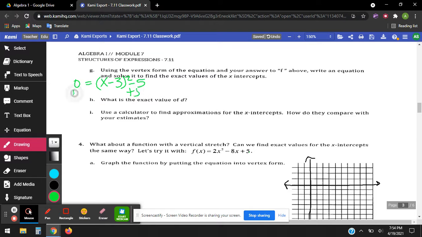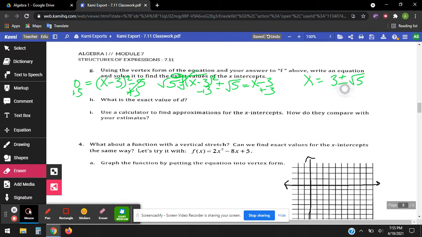So I'm going to add 5 to both sides. So 5 equals x minus 3 squared. Need the square root. So the square root of 5 plus or minus equals x minus 3, which means plus 3 plus 3. So this would be x equals 3 plus or minus the square root of 5. Okay, so that's the exact, because it wants the exact.